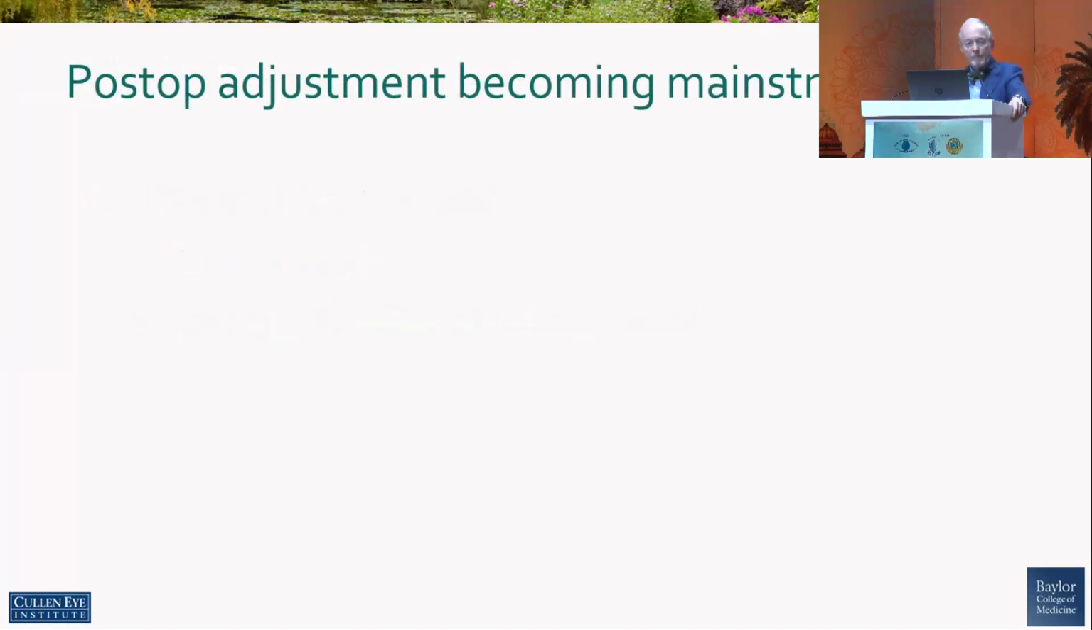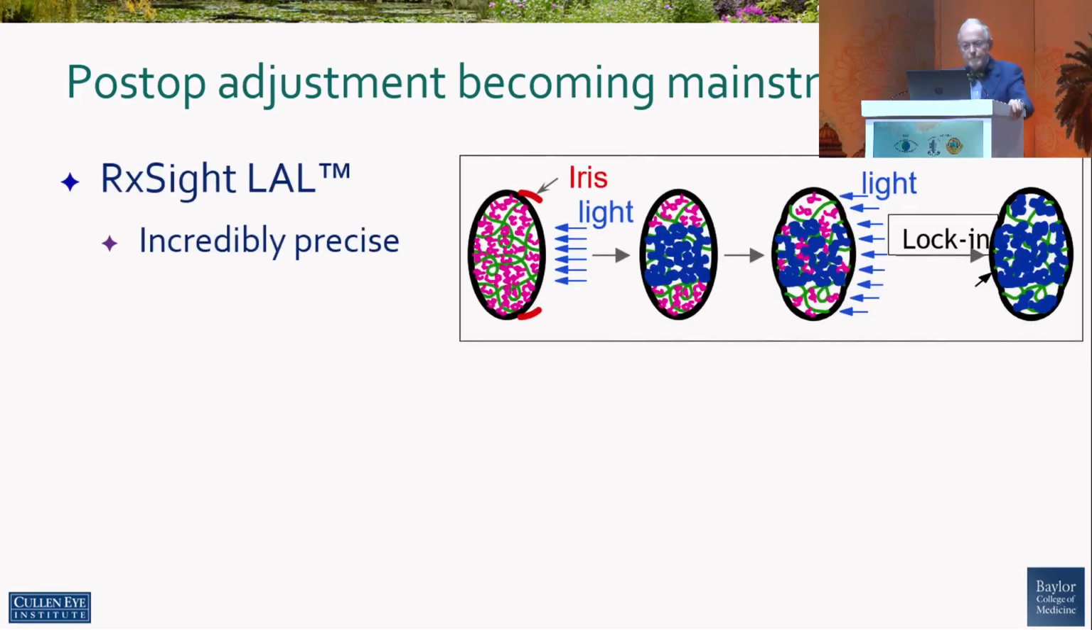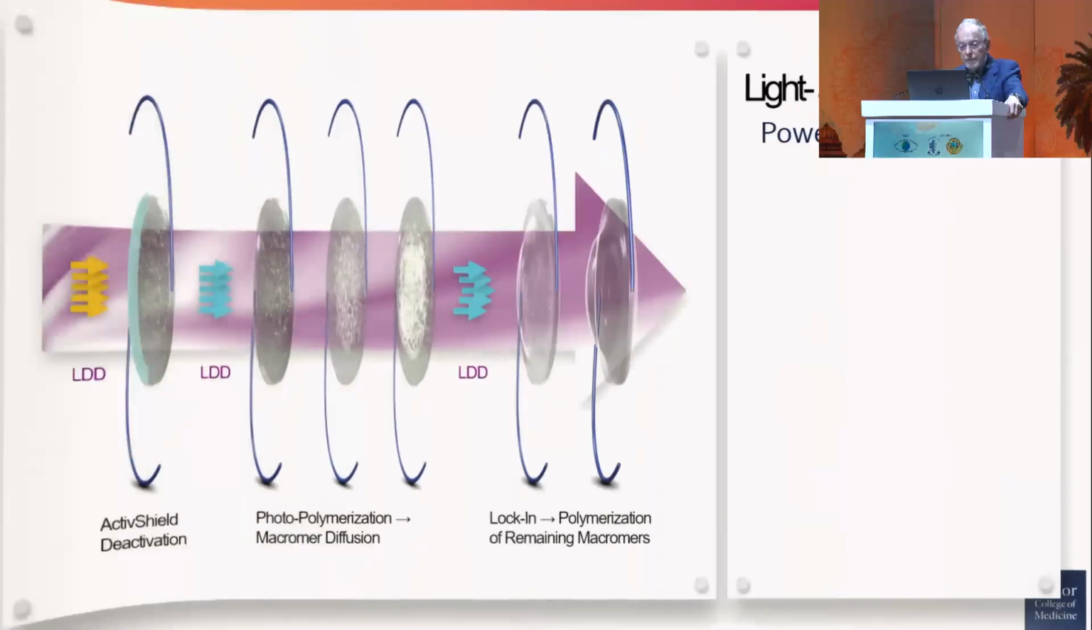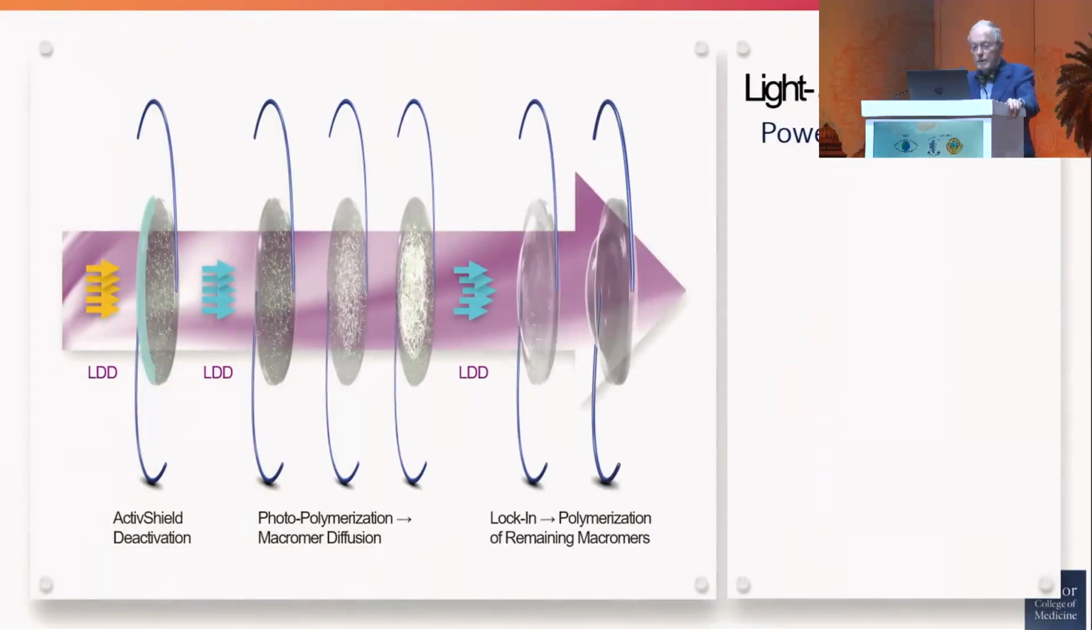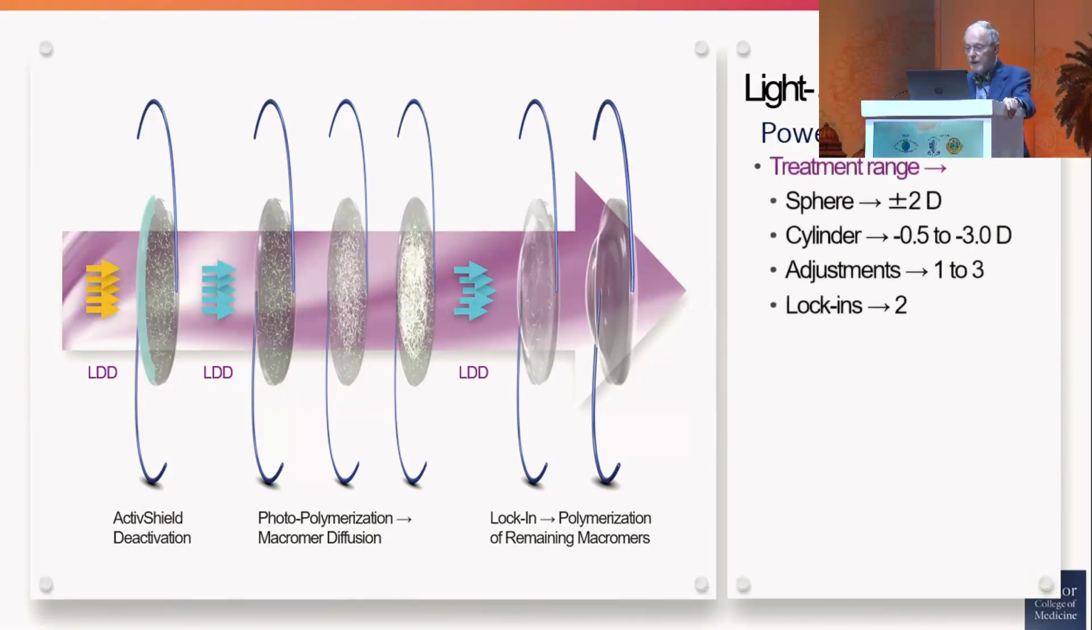So I'm a real fan of postoperative adjustment. And this is the RxSight. You've heard about it. I don't know that you have access to it yet in India. It really is precise, but boy, it's expensive and it takes a lot of time. But of course, what it does, it has polymers or macromers in there that are not polymerized, and you can then treat them with light postoperatively to make these adjustments. And you can adjust up to about 2 diopters of sphere, up to 3 diopters of cylinder, and you can do up to 3 adjustments, and then you have to do 2 lock-in treatments to remove any remaining unpolymerized macromers.